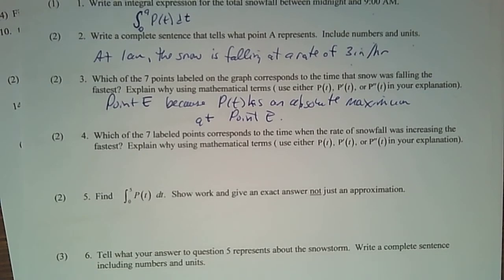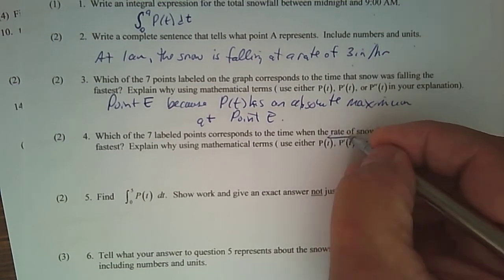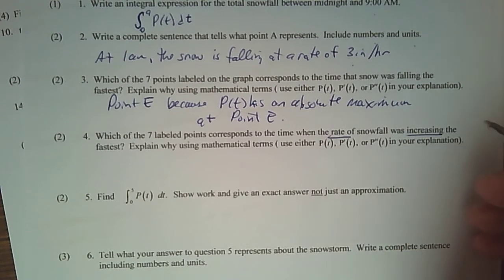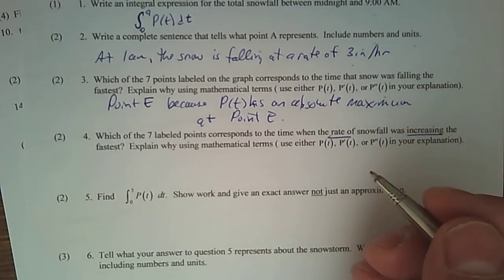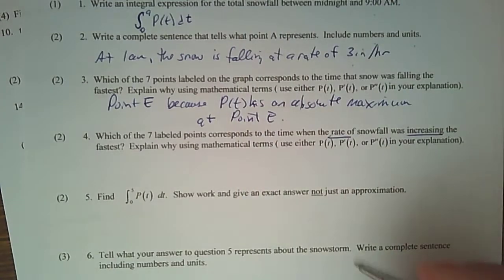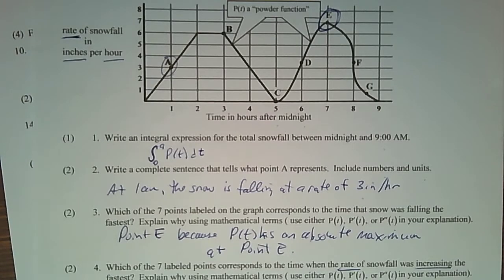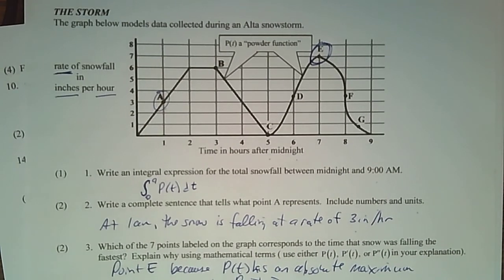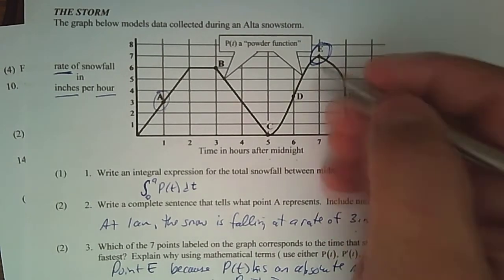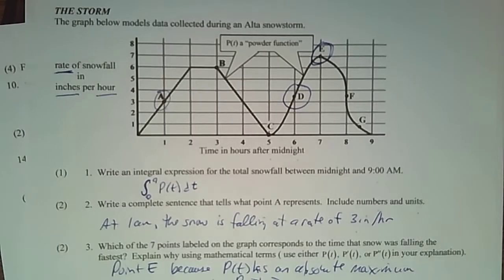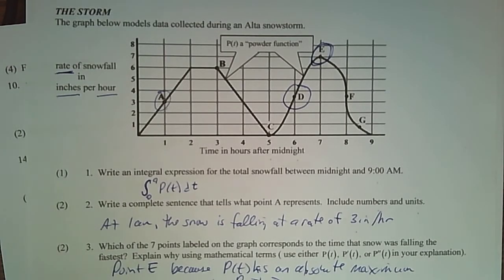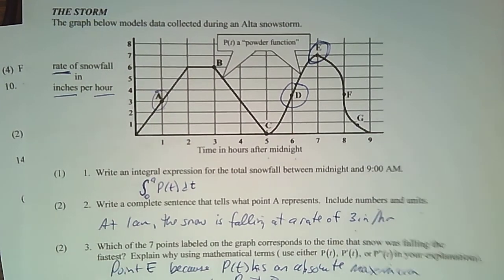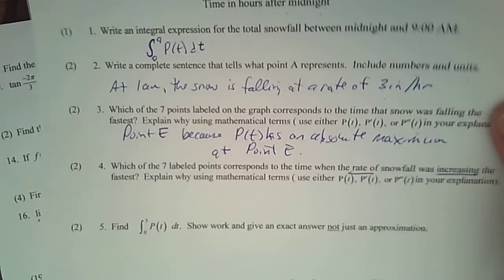All right, number 4. Which of the points labeled there corresponds to the time when the rate of snowfall was increasing the fastest? So we have rate and the word increasing. That's the rate of a rate. So I recognize that that's going to be the derivative, or the rate of a rate of what I'm looking at. Acceleration, if you like. When I'm looking off the graph, I'm looking at where it is increasing the fastest. I'm finding where it is steepest. And so at what point is it steepest on the graph? And it's steepest increasing, not steepest decreasing. So steepest increasing would be at point D.